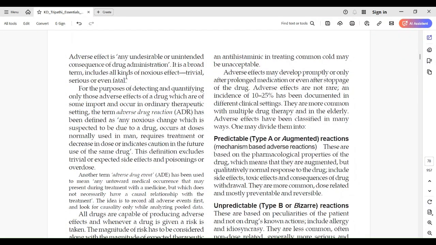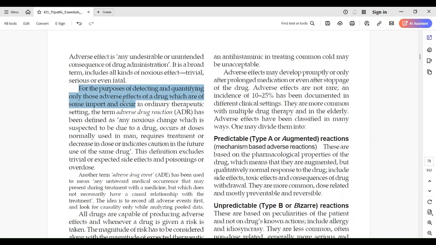Adverse effect is any undesirable or unintended consequence of drug administration. It is a broad term that includes all kinds of noxious effects, trivial, serious, or even fatal. So basically, adverse effect is a broad term which includes all kinds of side effects, serious effects, or even fatal consequences after the drug administration.